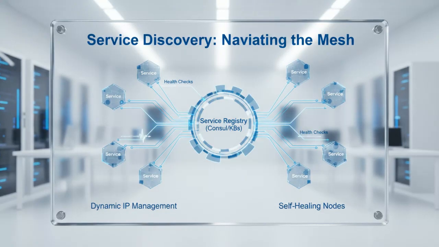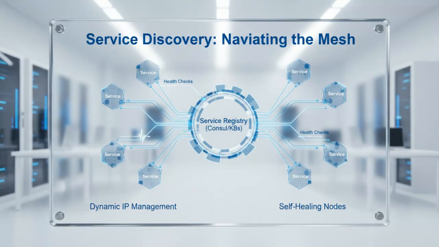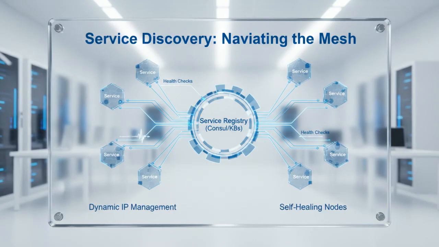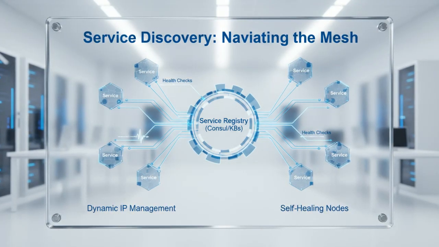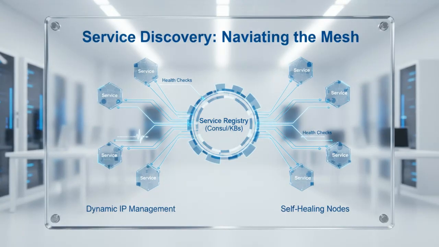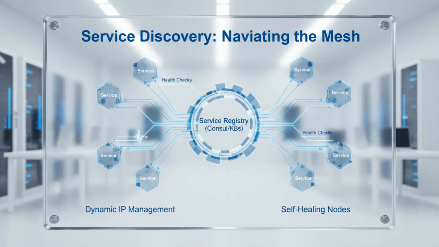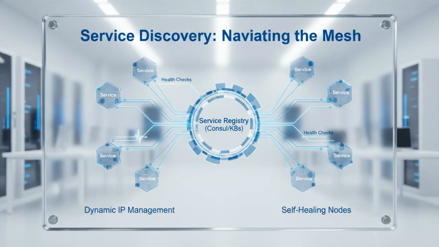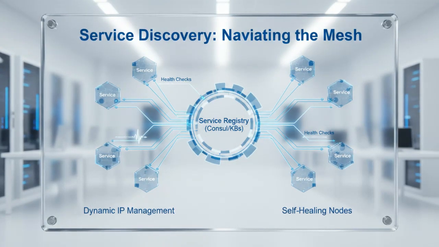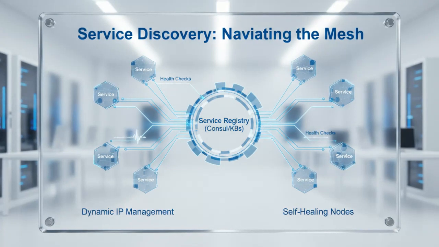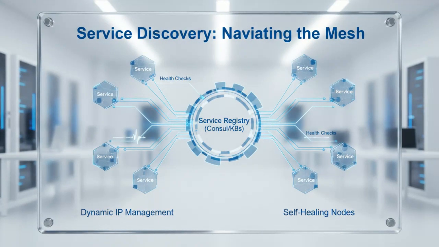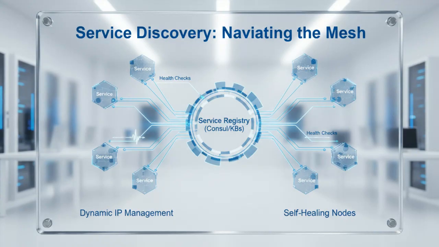In a dynamic cloud environment, service instances are constantly being created and destroyed. They don't have static IP addresses. So how does Service A find Service B? This is solved by service discovery and a service registry. When a service starts up, it registers its current IP address with the registry. When another service needs to communicate with it, it queries the registry to find a healthy instance.